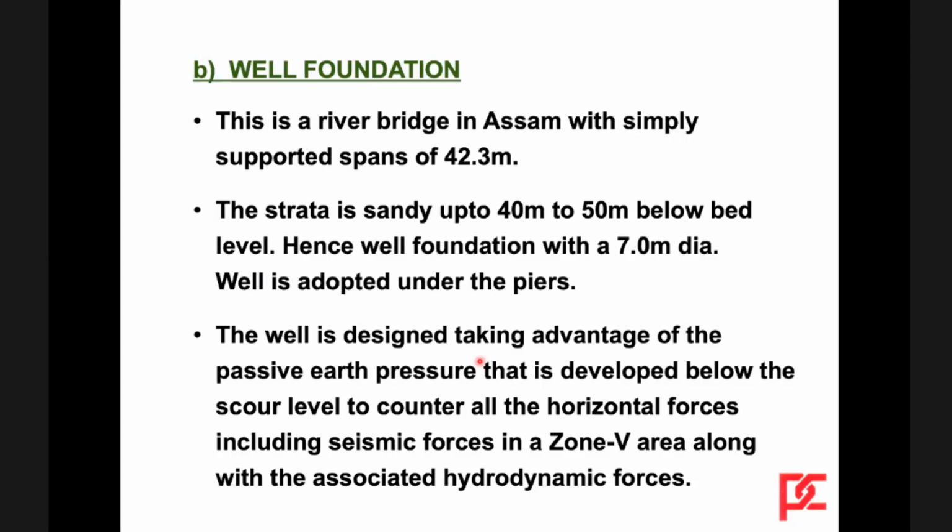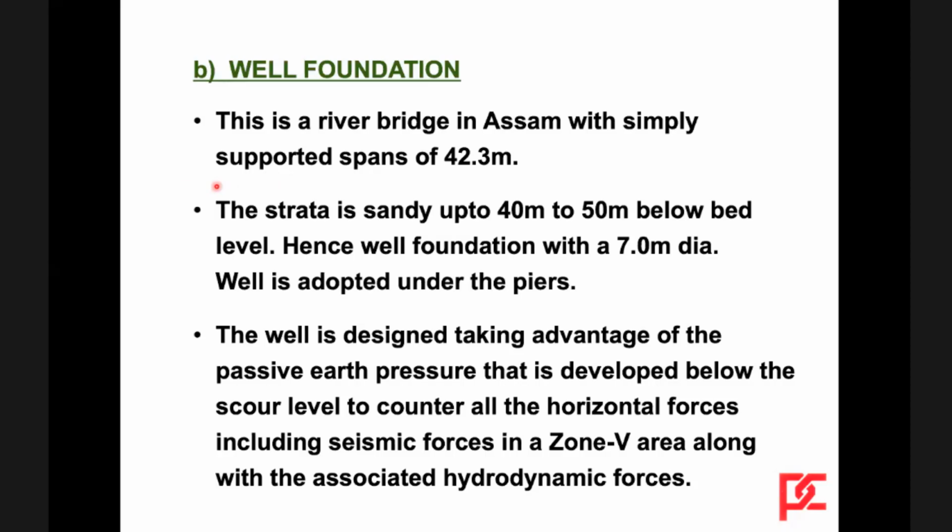We have designed a well foundation for a river bridge in Assam with simply supported spans of 42.3 meters. Just now, Professor Murthy was telling that with high seismic zones, it is better to go for continuous spans. But because of the various constraints of the construction agency, we have used only simply supported spans of 42.3 meters with precast post-tensioned girders and RCC slab.